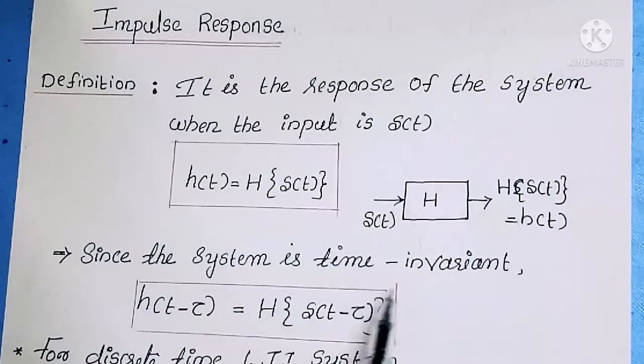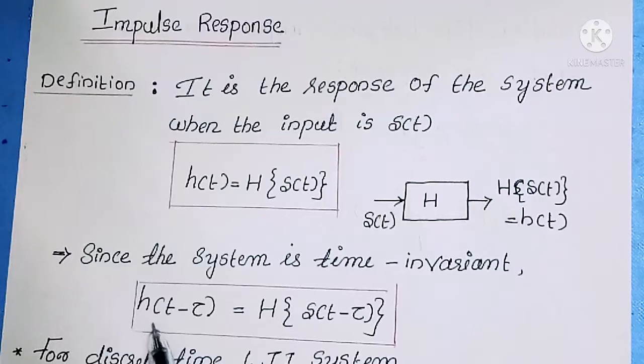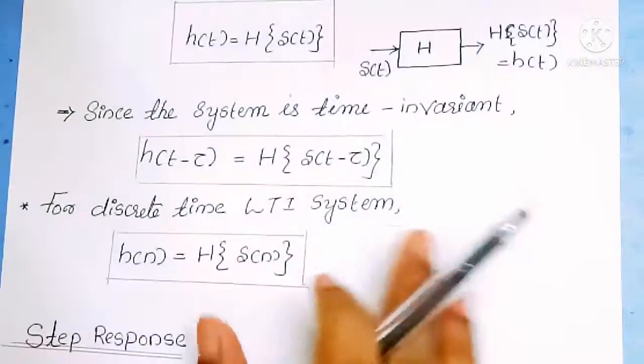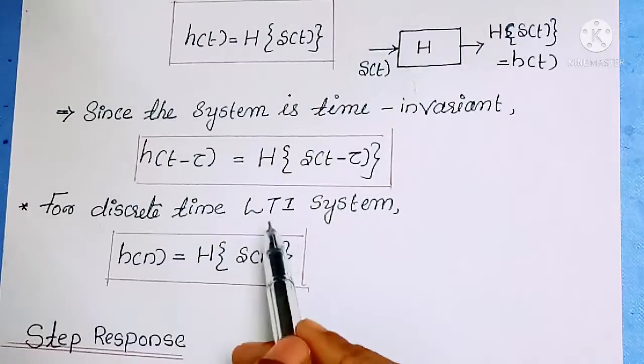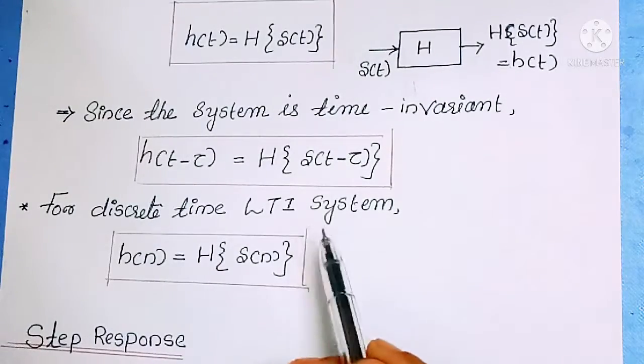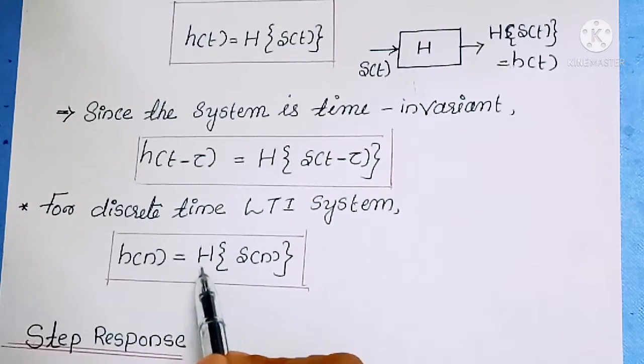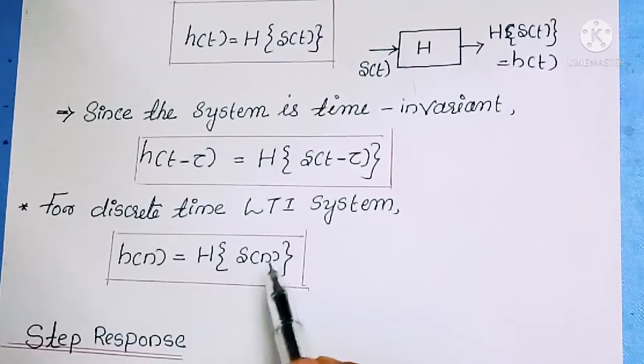Also, if you consider the system is time invariant, then we can represent the impulse response h of t minus tau is equal to H of delta of t minus tau. Also, if you consider a discrete time linear time invariant system, its impulse response can be represented by h of n equal to H of delta of n.